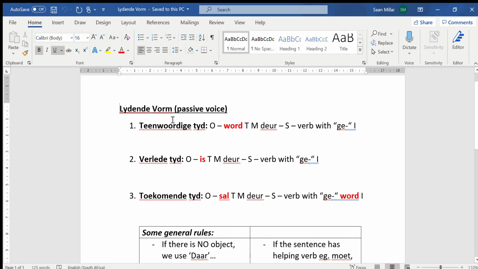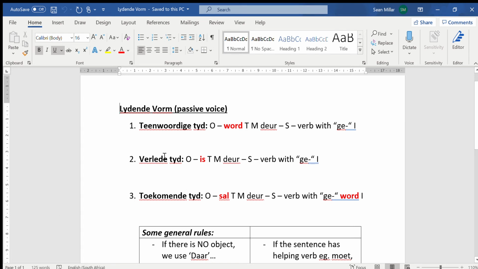So when you're given an active voice sentence that's in the present tense, so the teenwoordige tyd, the word order that you can learn is obviously you're going to start the sentence for your passive voice with the object, and then you obviously have your object, then the word word. Then just note that time and manner, so following stompie, time and manner falls in between your word and your deer. Then straight after your deer you have your subject, then your verb at the end of the sentence, and the verb obviously gets a ge, and then your infinitive, your omte, falls right at the end of the sentence.